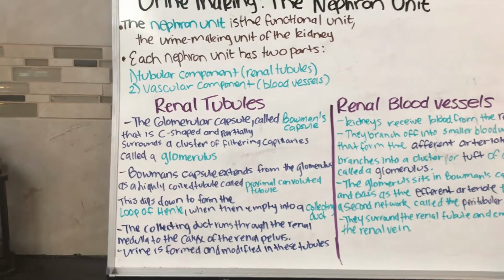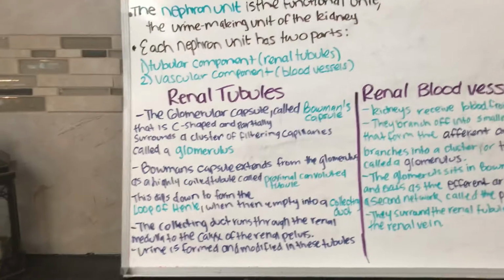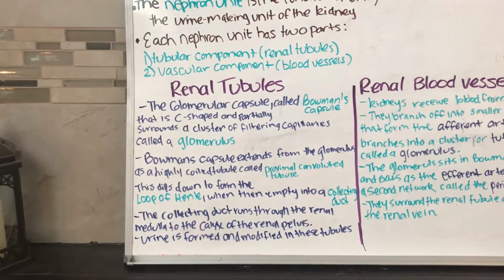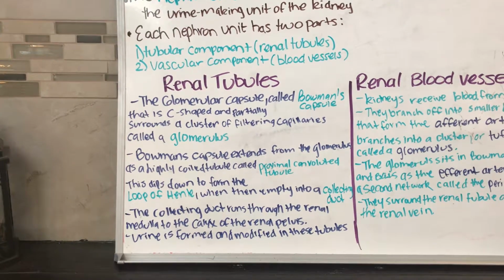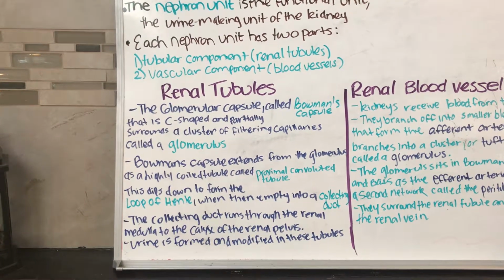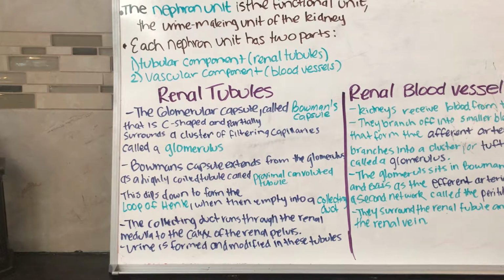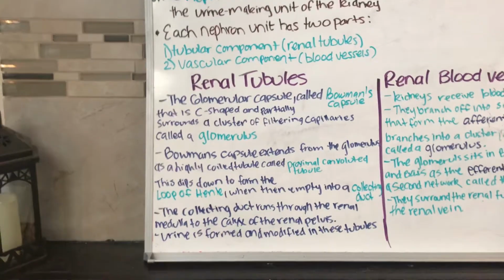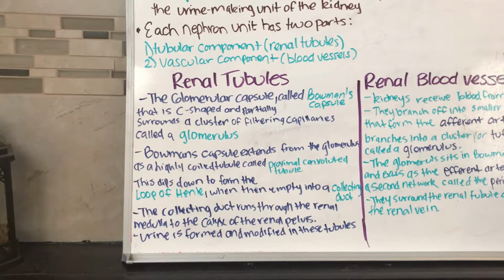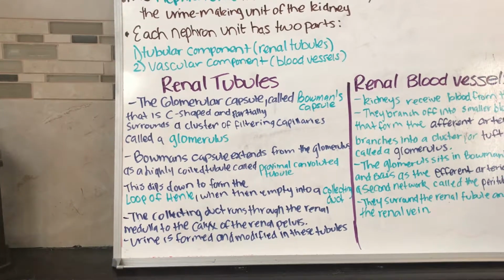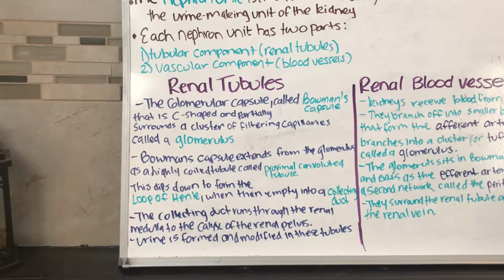the blood vessels. So in the renal tubules, you have the glomerular capsule called Bowman's capsule, and that is C-shaped and partially surrounds a cluster of filtering capillaries called a glomerulus. Bowman's capsule extends from the glomerulus as a highly coiled tubule called the proximal convoluted tubule.